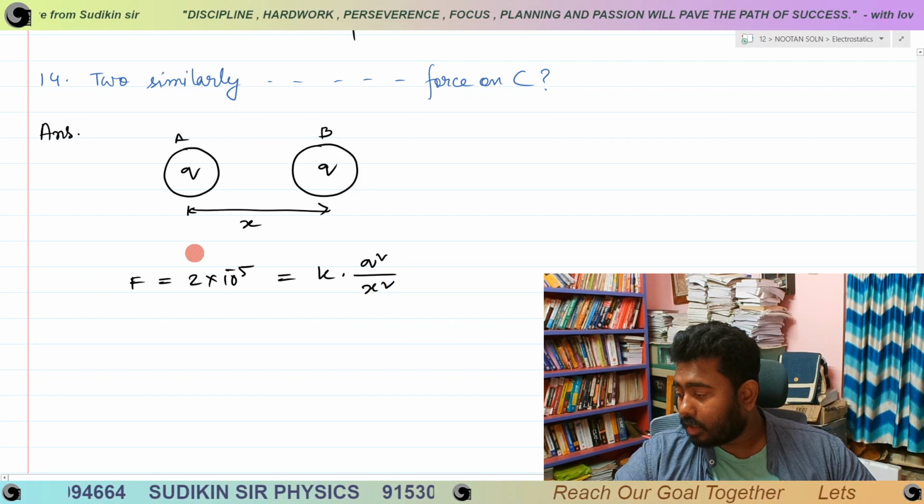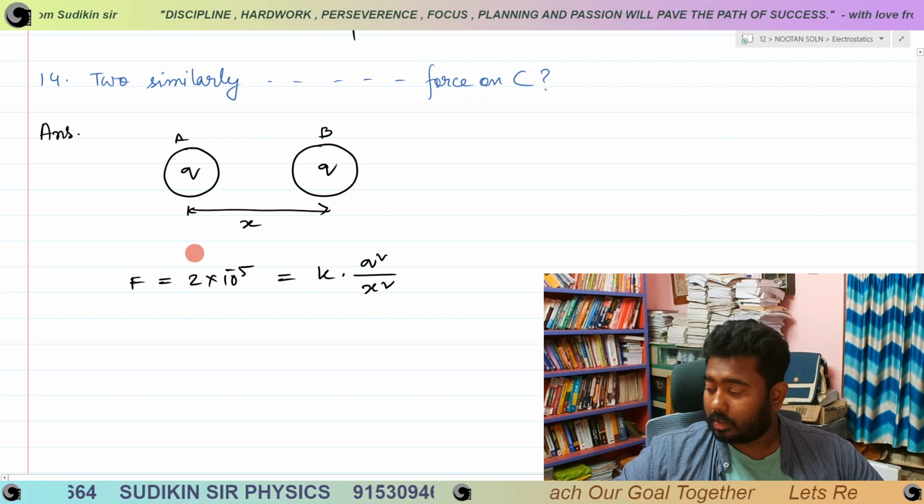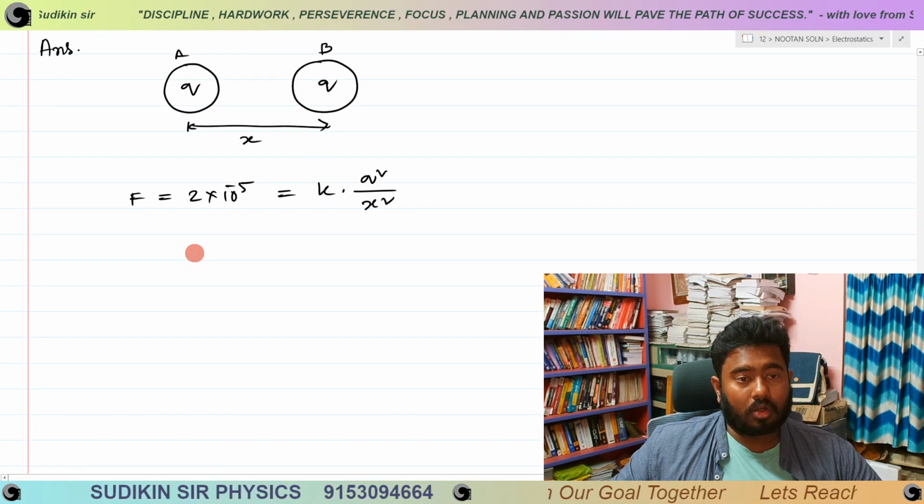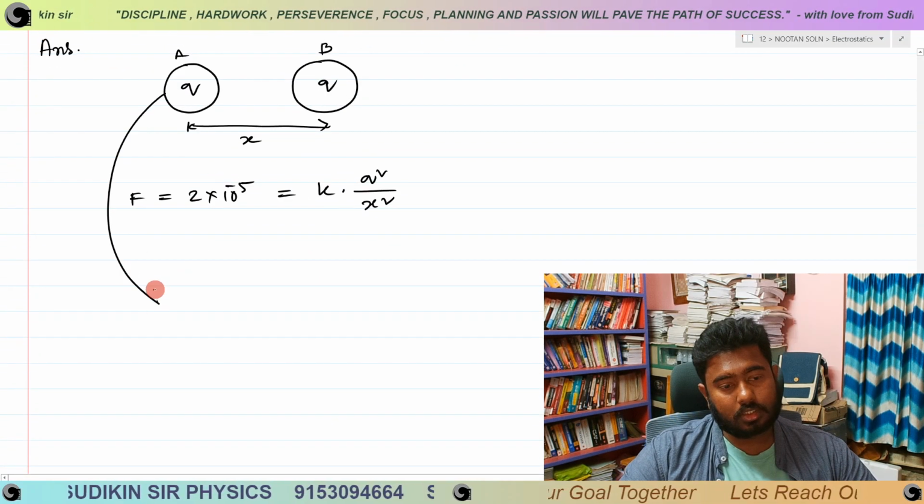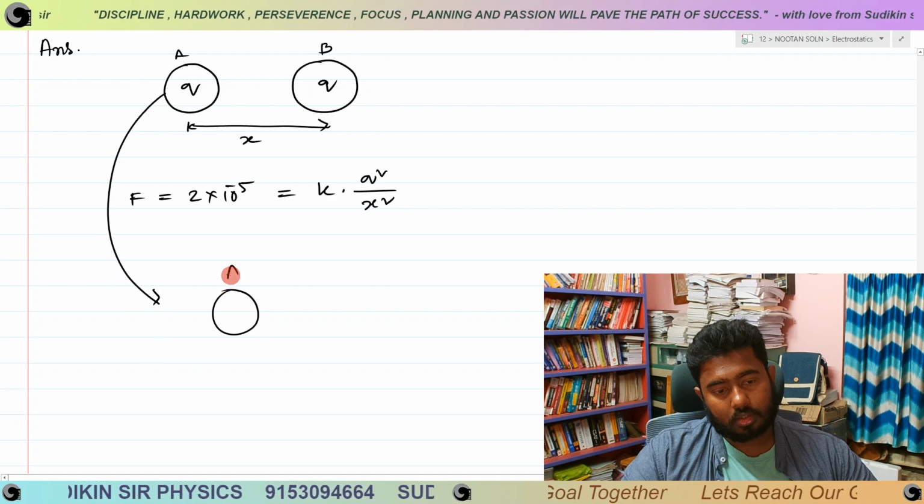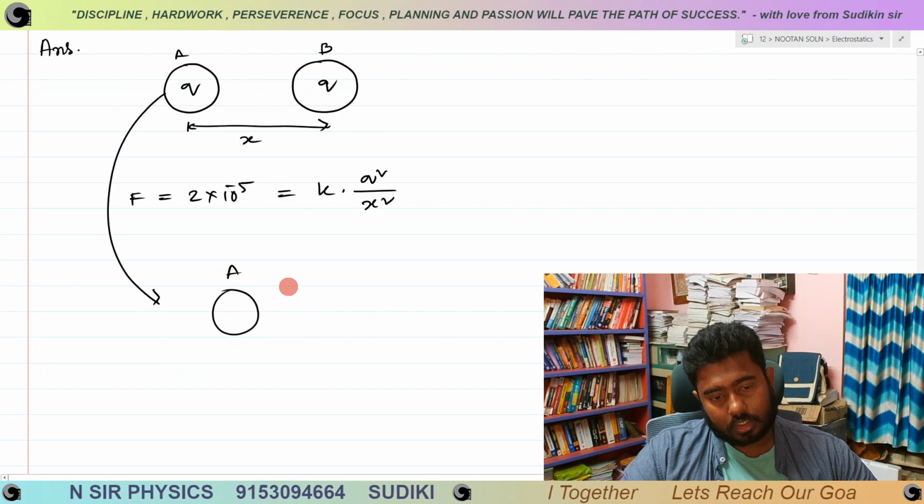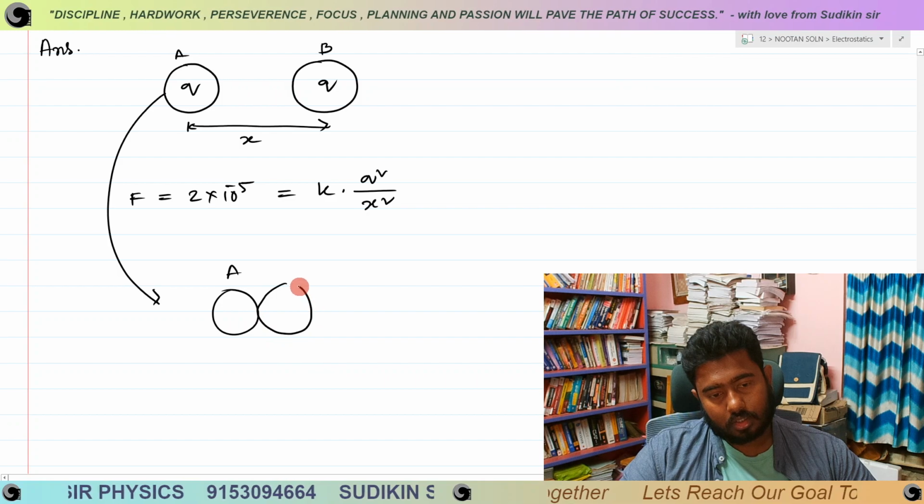Now they are saying a third identical uncharged sphere C is touched with A. So we are touching C with A. This is A, and we are touching C with A.